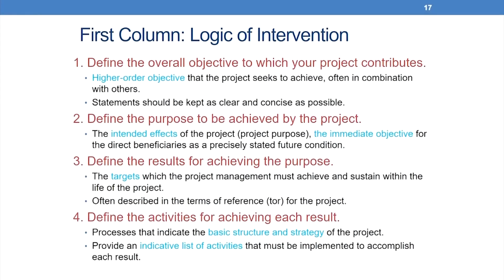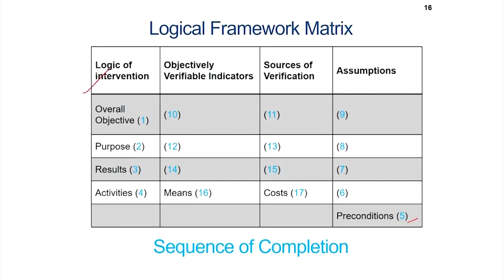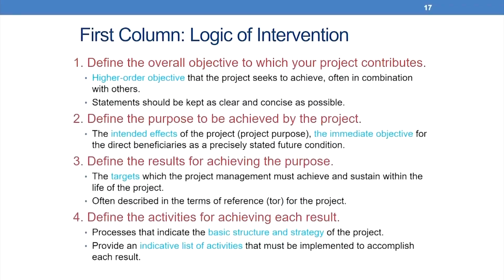Let us first try to understand the first column of logic of intervention. What are the different components of this first column of logic of intervention? So, here we first define the overall objective to which our project contributes, the higher order objective that the project seeks to achieve, often in combination with others, and statements should be kept as clear and concise as possible. Secondly, we define the purpose to be achieved by the project, the intended effects of the project purpose, the immediate objective for the direct beneficiaries as a precisely stated first future condition.